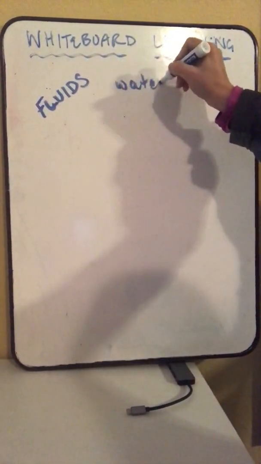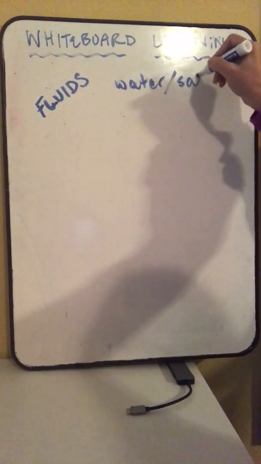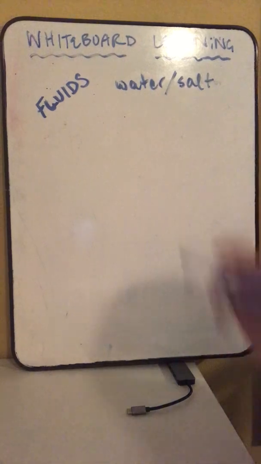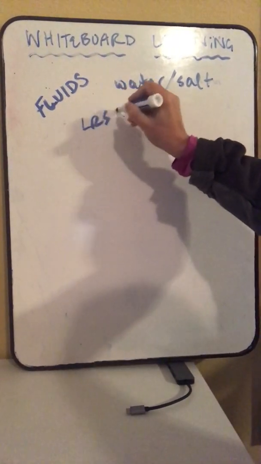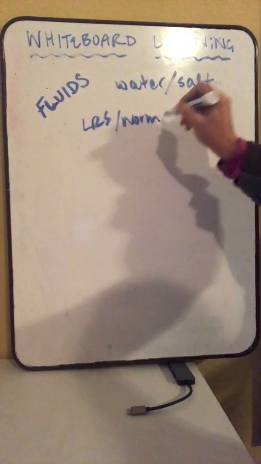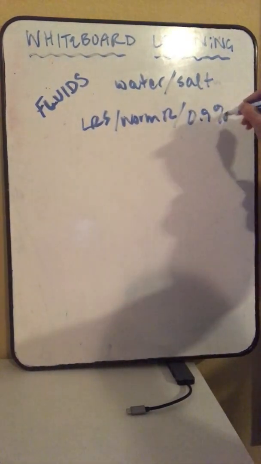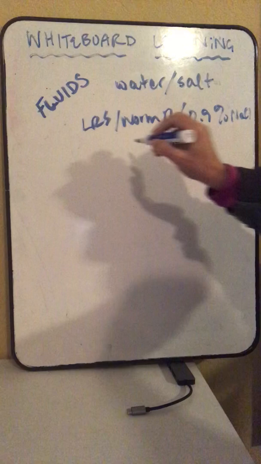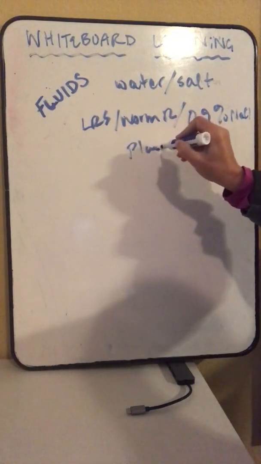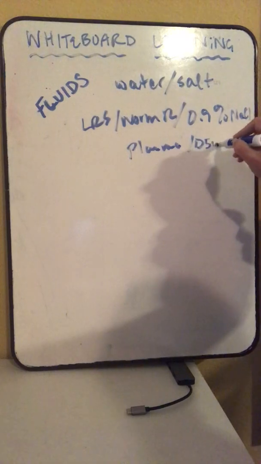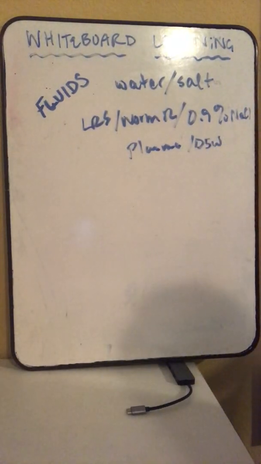But today we're just going to talk about the kinds of fluids that are basically water and salt. This is your regular old normal fluids that you see on the shelves: your LRS, your Normosol, your saline 0.9%, your Plasma-Lyte, and your D5W, which is 5% dextrose in water, and then a couple of other varieties. So what are these fluids and how do they define themselves?